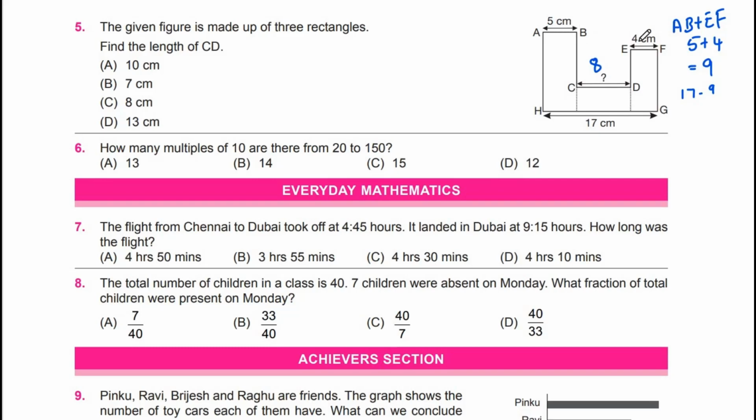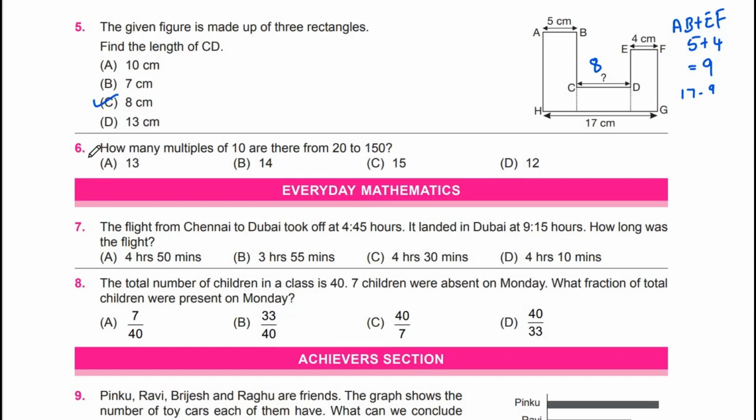This is 5, 8 and 4. When you add up, you have to get 17. So if you get 17, your answer is right. So this is an easy way of verification. Right? So the answer of this question CD is 8 centimeter. So this is the right option given to us.